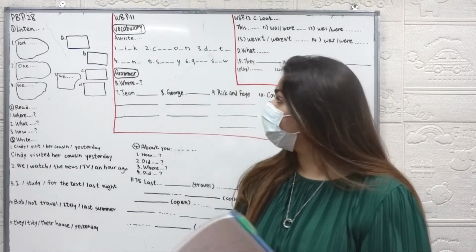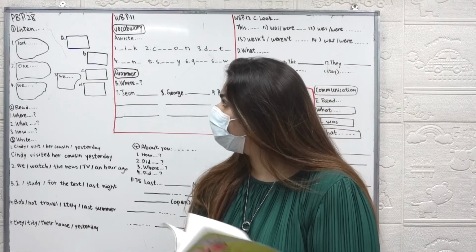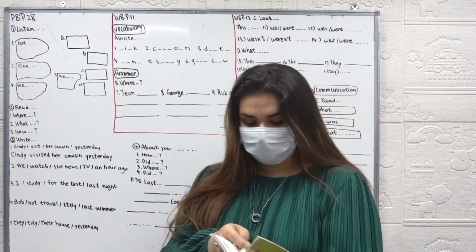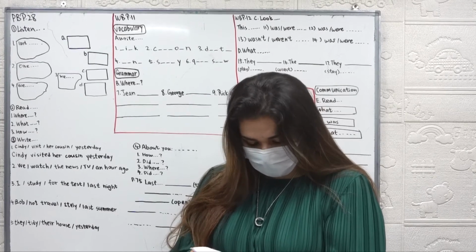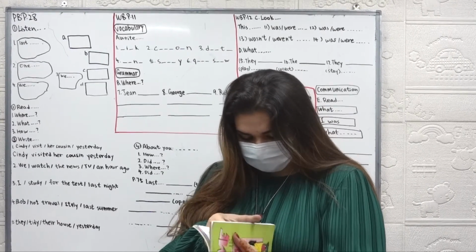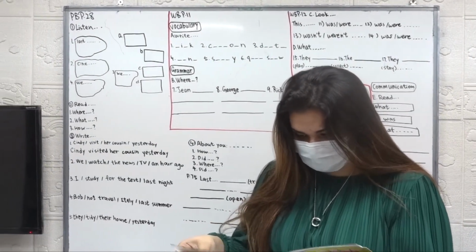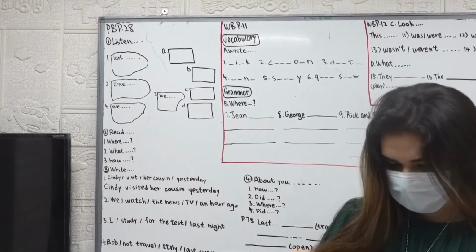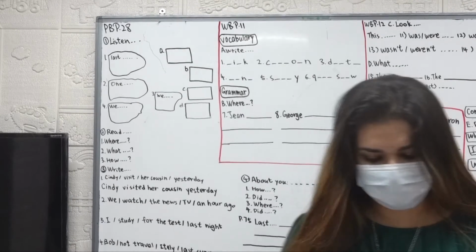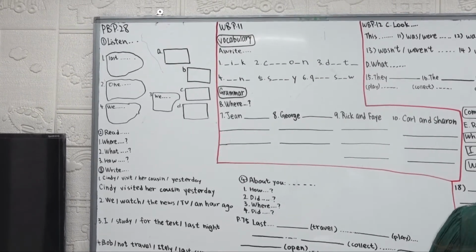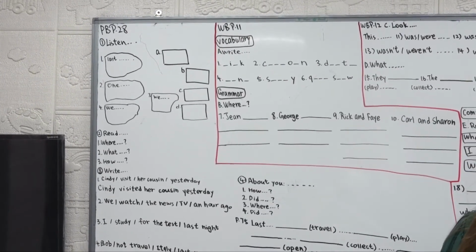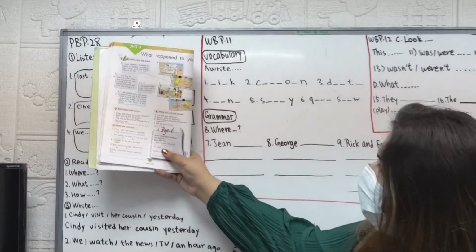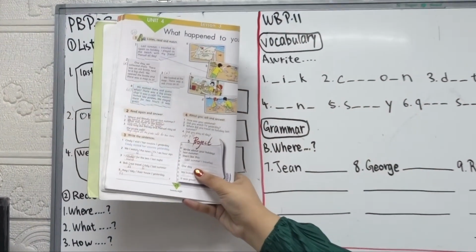So today our lesson is about pupil book, page number 28. Let's see what is the topic for today. Page number 28 in front of you says, "What happened to you?" This is the topic, right? In front of you. Let me show you the real picture. It looks like this, right? Good. It looks like this.